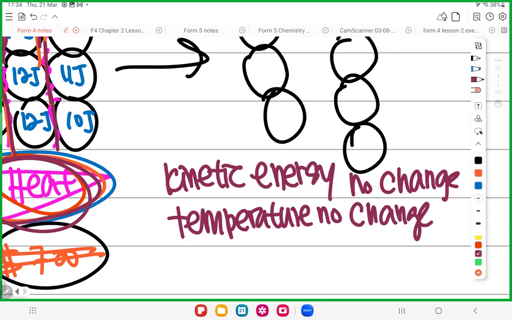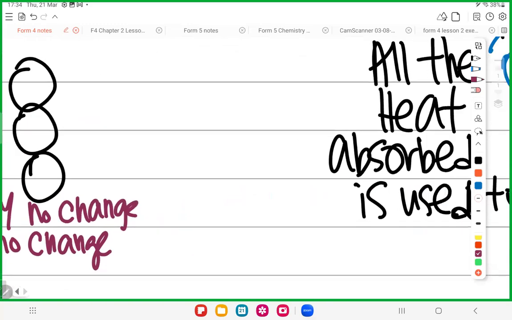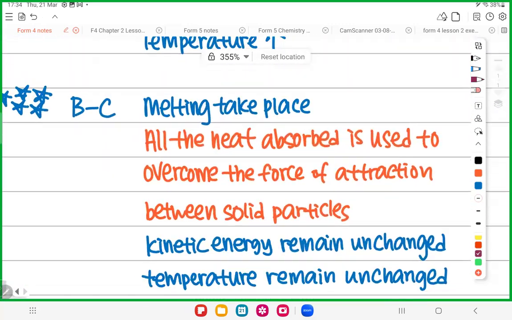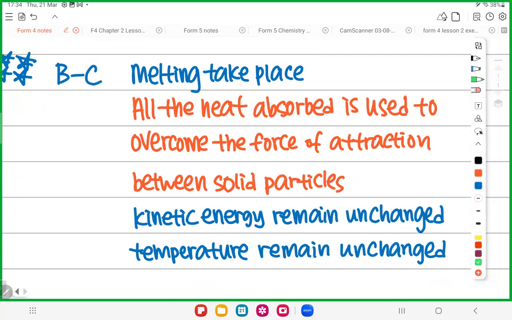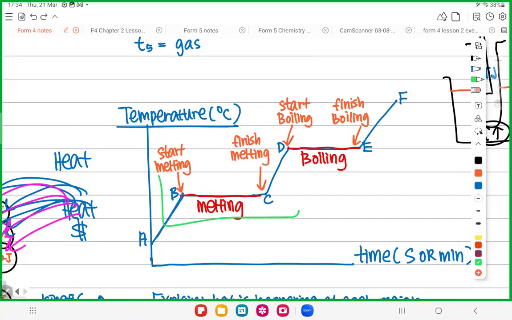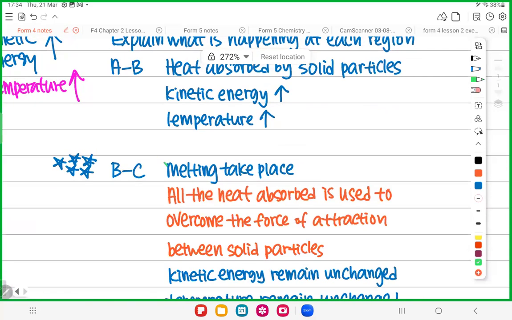All right. So not very hard. How do we put it in words, everyone? Put your eyes on here. Learn how to write this, please. So in the process B to C, where is B to C, everyone? B to C is here. This is where the melting process is taking place.